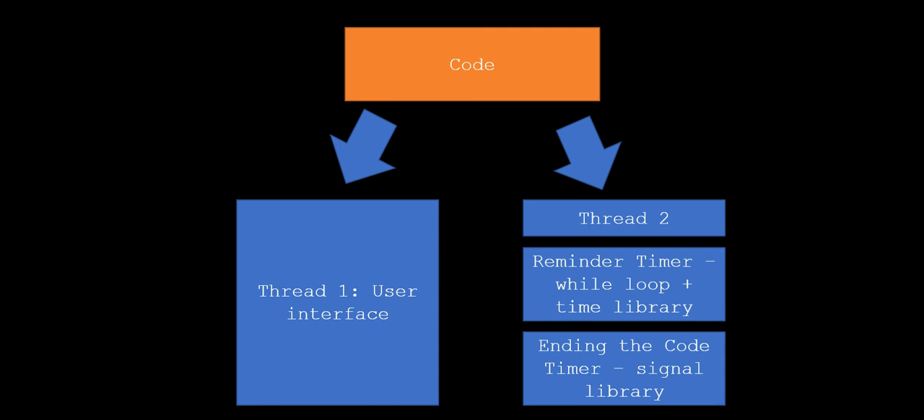We're first going to have the reminder timer, which is a while loop and uses the time library, and this is just going to give reminders. And the ending the code timer is just going to be using the signal library and end the code once the timer is done. So let's first check out the code.